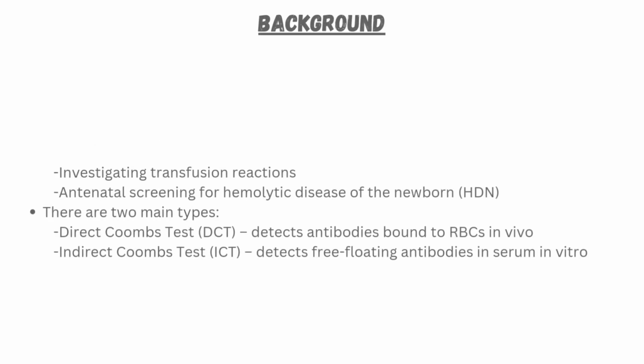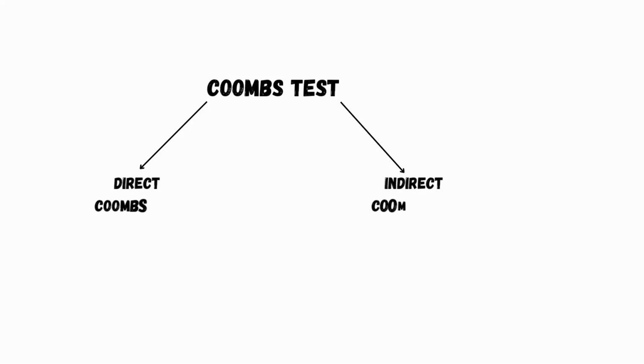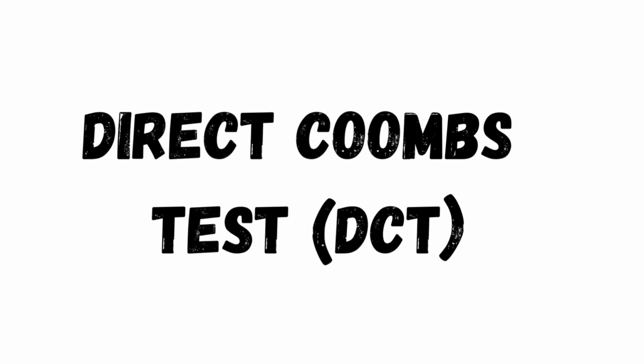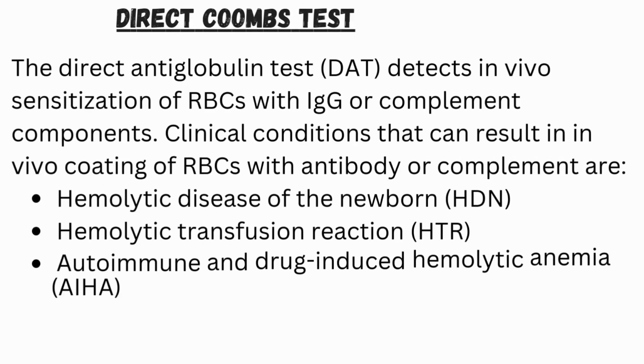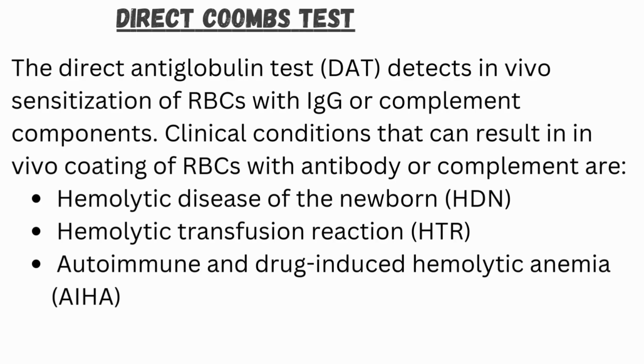There are two types of Coombs tests, the direct Coombs test and the indirect Coombs test. Let's break down each one. Starting with the direct Coombs test, DCT. The direct Coombs test checks to see if antibodies are already attached to your red blood cells. It's commonly used in conditions of autoimmune hemolytic anemia and drug-induced hemolytic anemia.